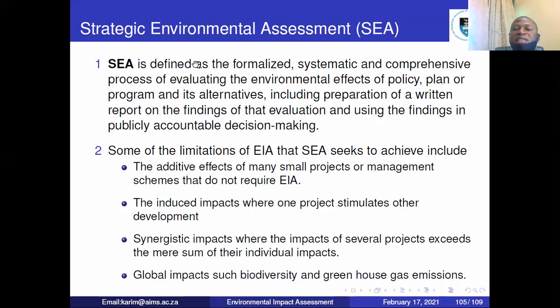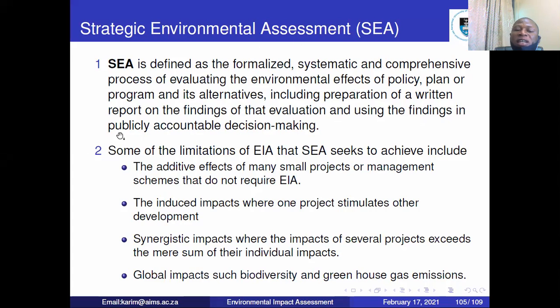So this is defined as a formalized, systematic, and comprehensive process of evaluating environmental effects of a policy, plan, or program, and its alternatives, including preparation of a written report on the findings of the evaluation and using the findings in publicly accountable decision making.